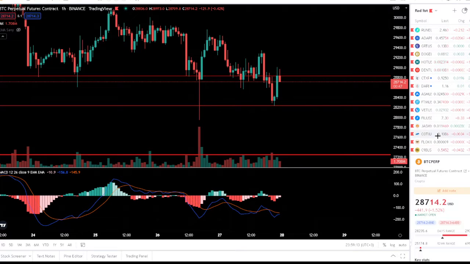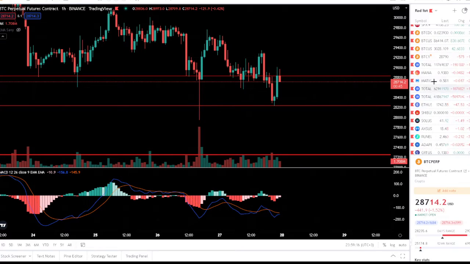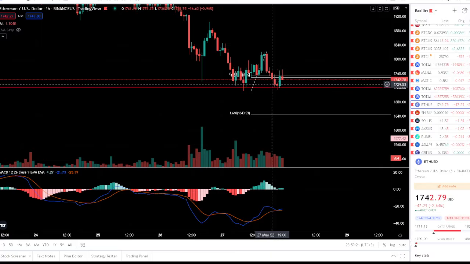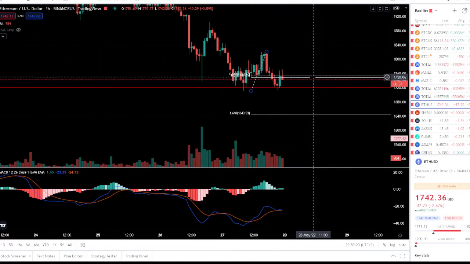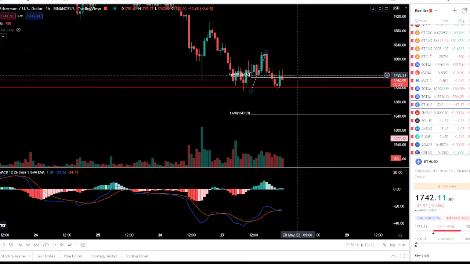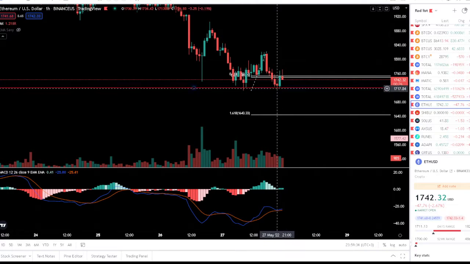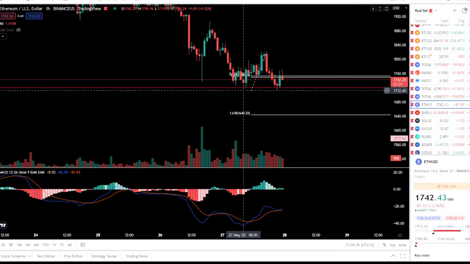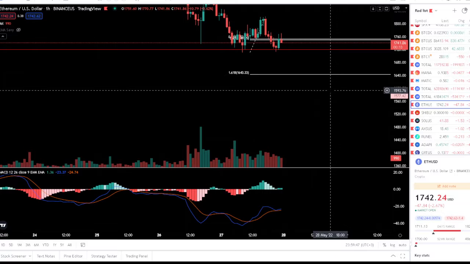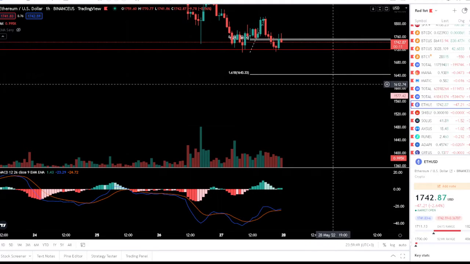Ethereum, same story as Bitcoin, getting rejected at the 200 EMA. I was able to take that trade as well, and if we were able to pump above and hold above 1755, there were chances we could see the 1816. But if we break below the 1700, which we wicked over here early on today, then you could easily be seeing 1643.